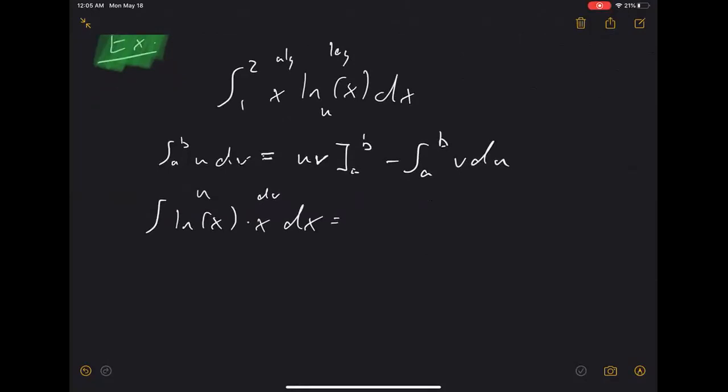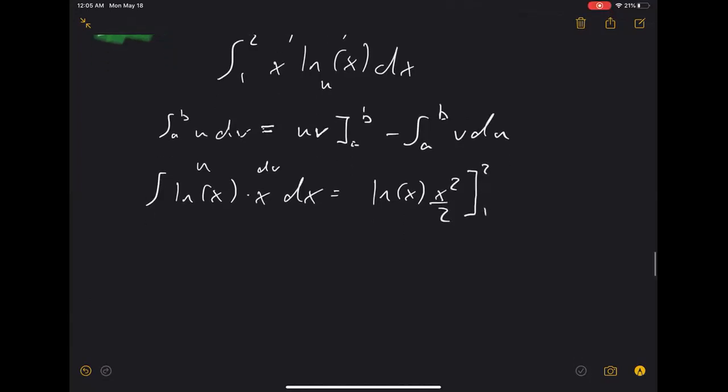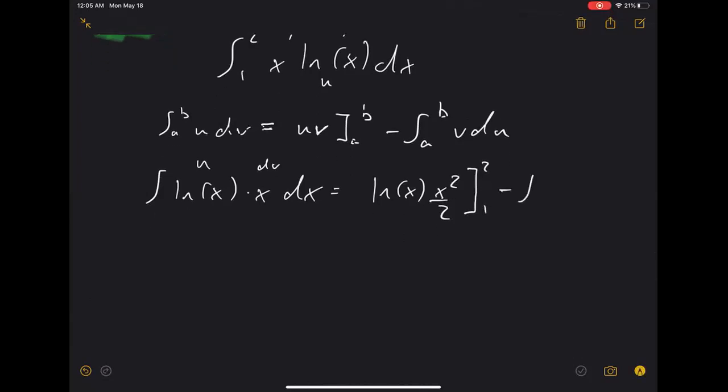Okay, so what should be my u and v? Well, u is just that ln of x, and what should be my v? Well, if x is dv, then v is going to be x squared over 2. And now I need to evaluate this from 2 to 1. Okay, and I'm subtracting the integral from 1 to 2 of, let's see, I need v du, right?